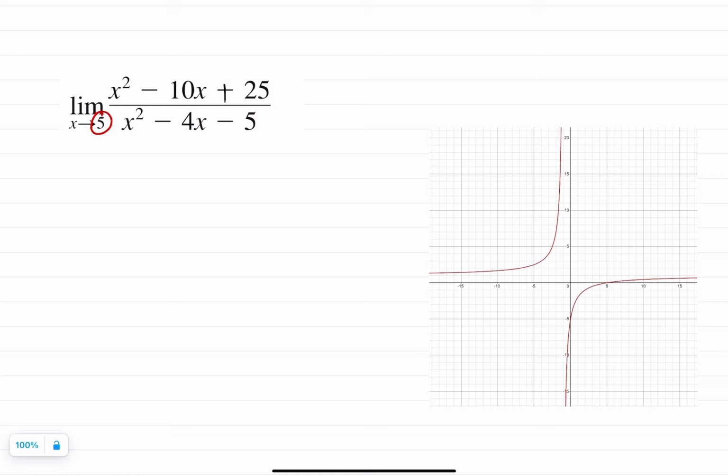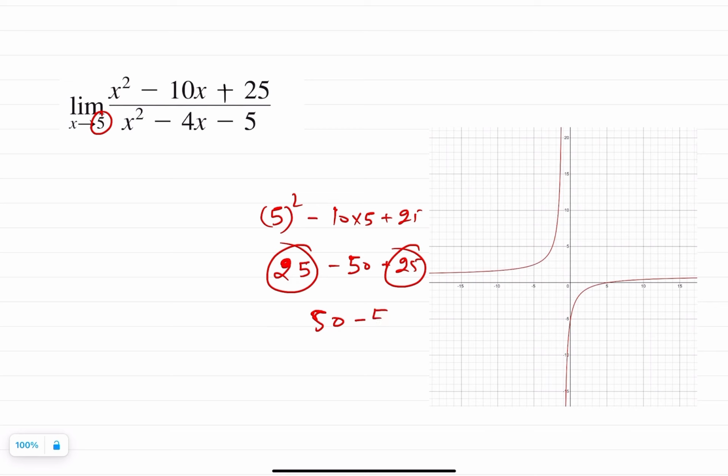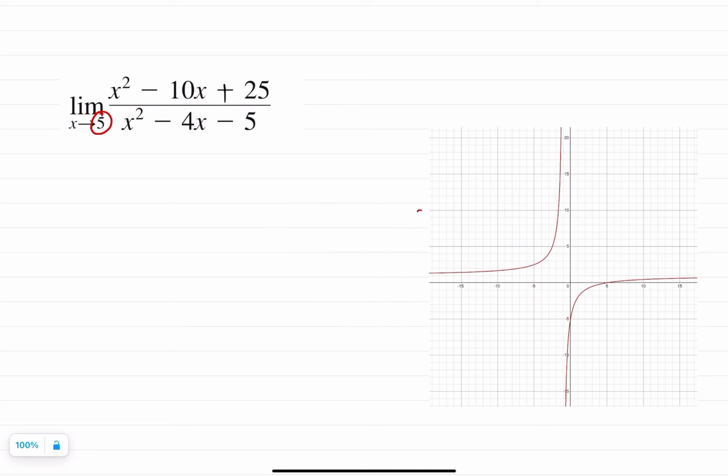Even so, let's check what the numerator is. 5 squared minus 10 into 5 plus 25. That is 25 minus 10 into 5, 50, plus 25. So 25 plus 25, that is 50, minus 50. That is equal to 0. That means the top and bottom are both 0.